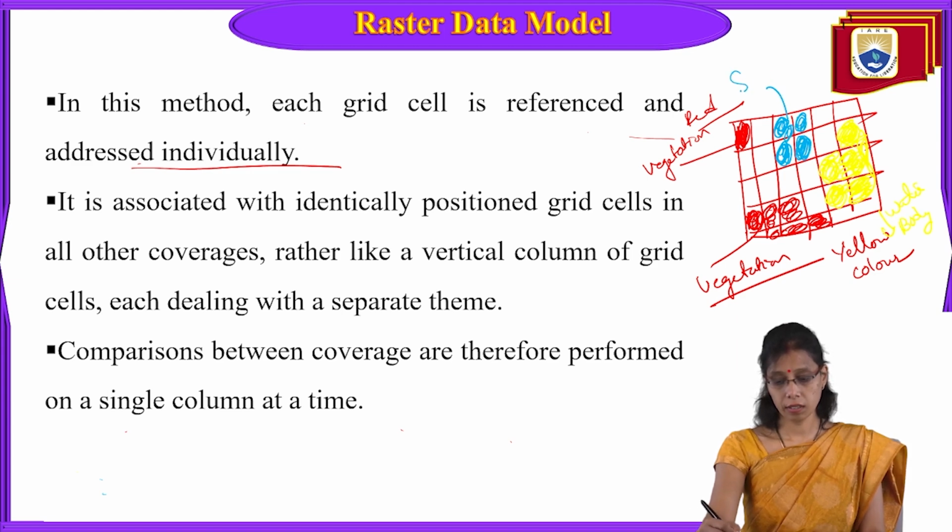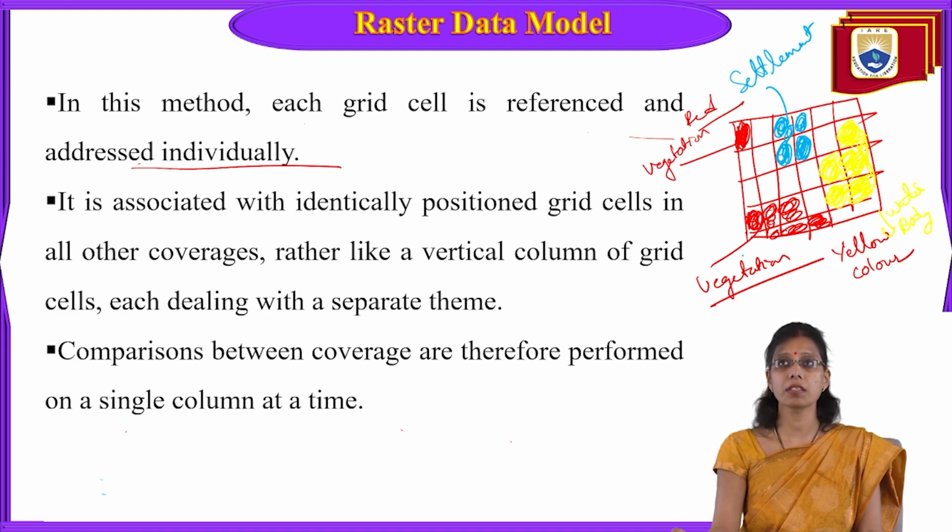Blue color is settlement. Okay, so with this representation with different colors, we can tell that each grid is individually represented. So vegetation in red color, water body in yellow color, settlement in blue color. So wherever these colors are associated, each color represents a different kind of theme.